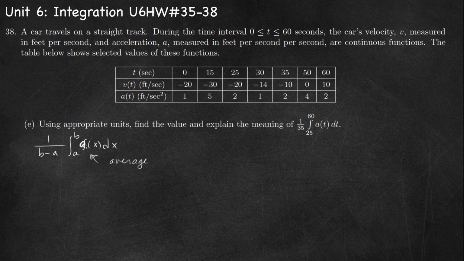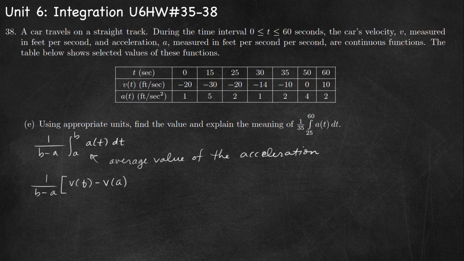If we put an a of t right here instead, A of t dt, that gives us the average value of the acceleration, which is a more awkward way of just saying average acceleration, on the time interval from A to B. And we know when we integrate acceleration, we get velocity. So this is going to be 1 over b minus a times v of b minus v of a.